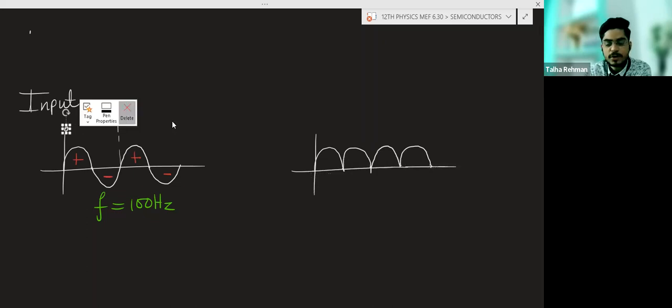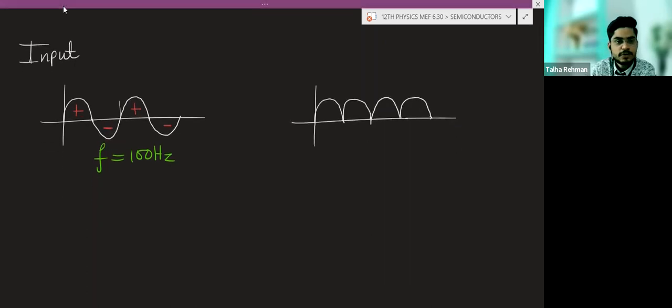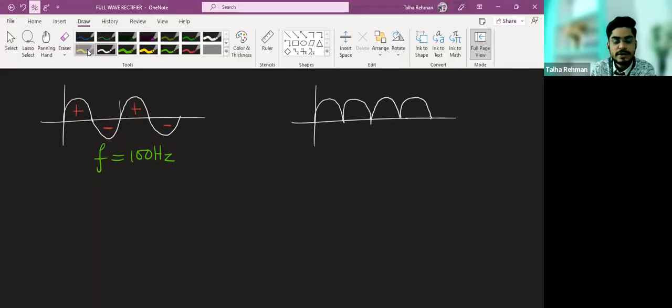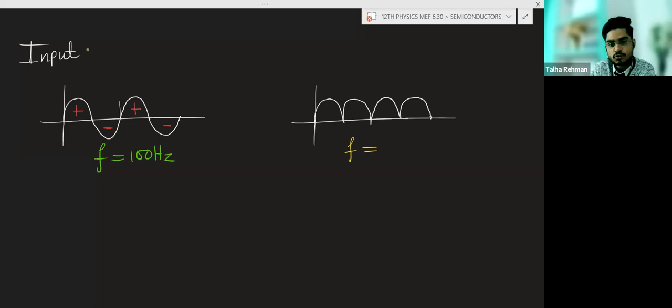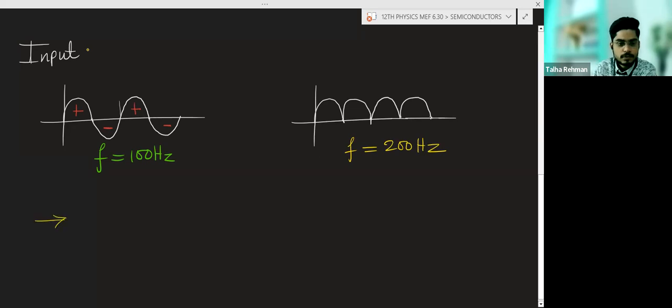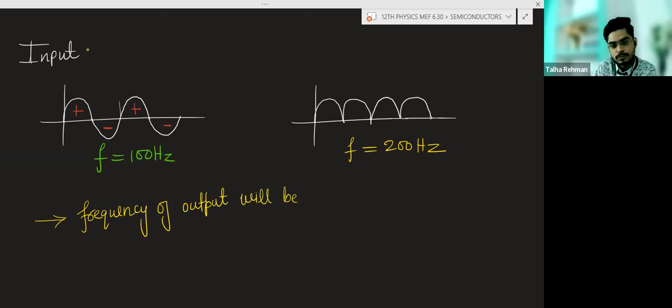Frequency is what? Number of waves completing in 1 second. So if frequency here is 100 hertz, here the frequency will become 200 hertz. So you can say that the frequency of output will become double of input.